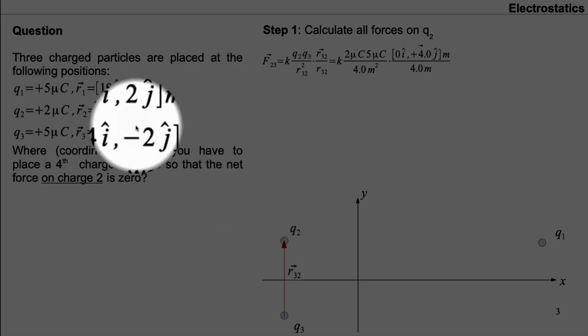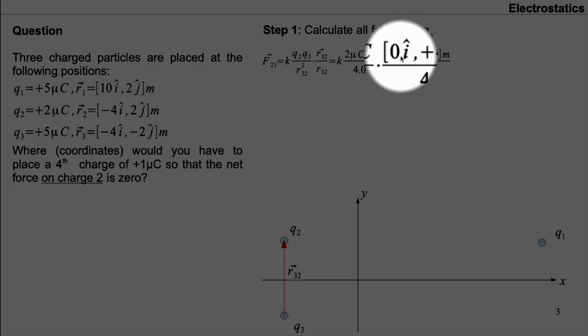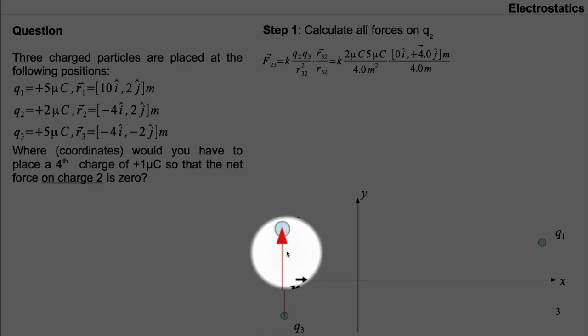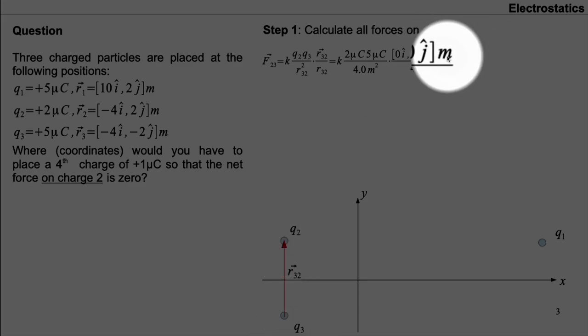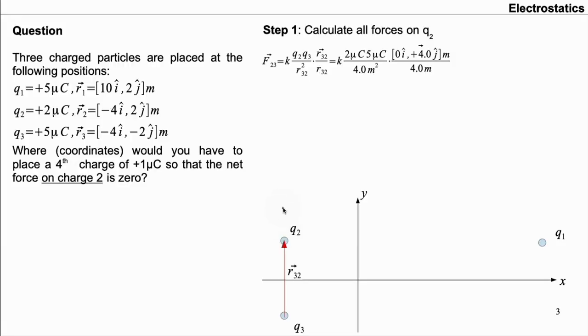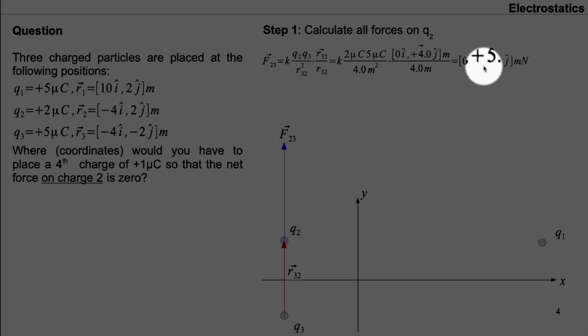So in this case, given the coordinates here, I have 0 in x direction and plus 4 in y direction to go from Q3 to Q2, and then I divide it by the distance. This will create a unit vector that points upwards. Now when I plug my numbers in, the first part just gave me a magnitude. If I multiply it with that unit vector, that gives me a force as a vector.